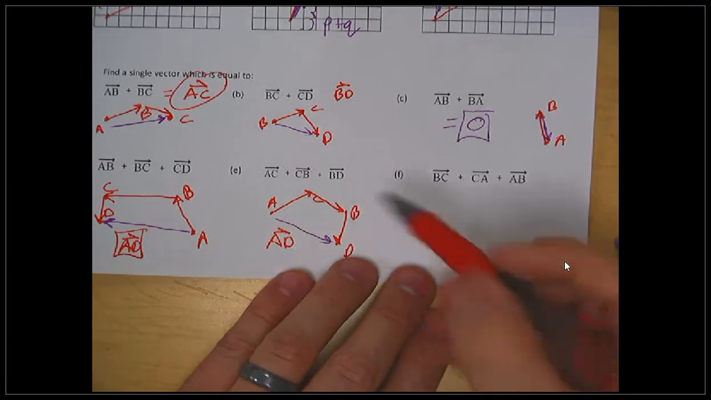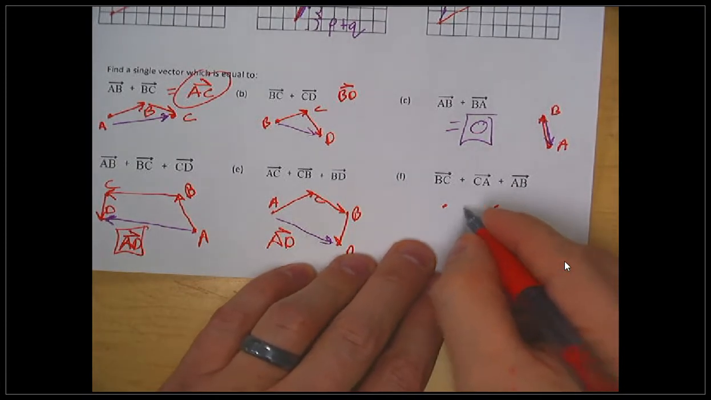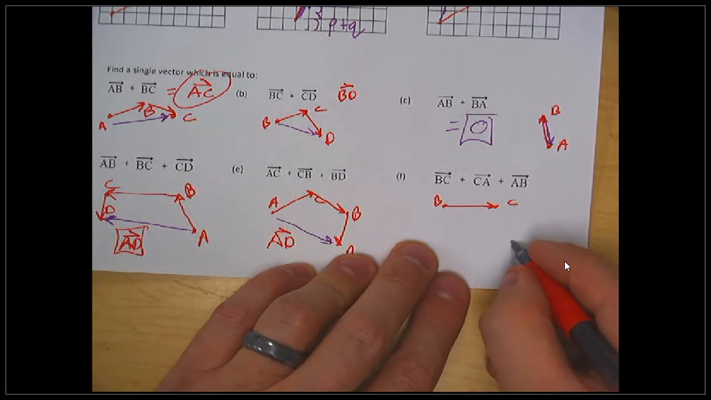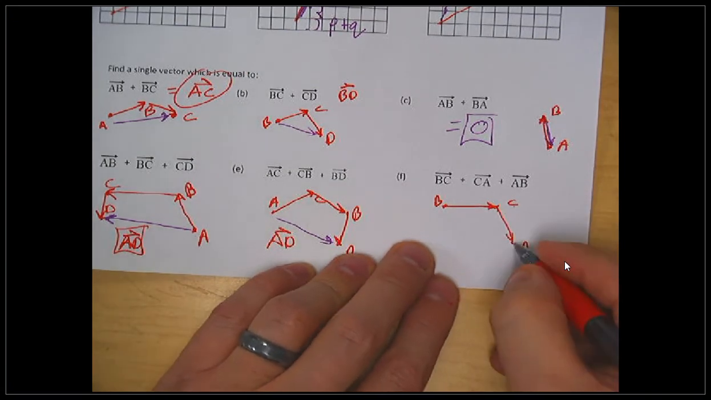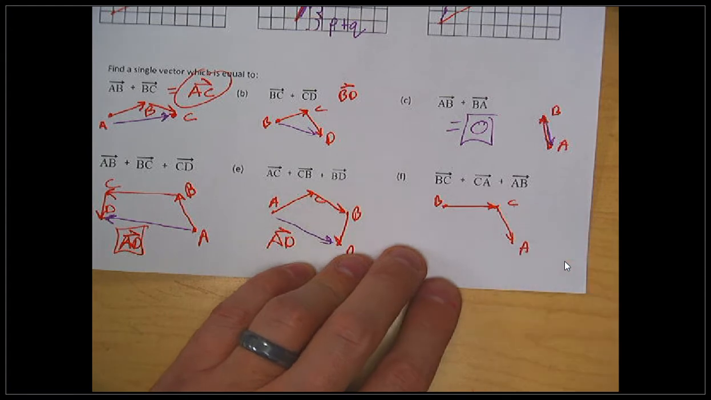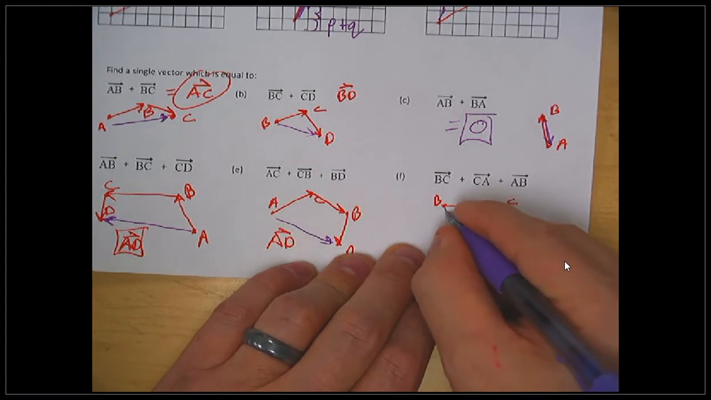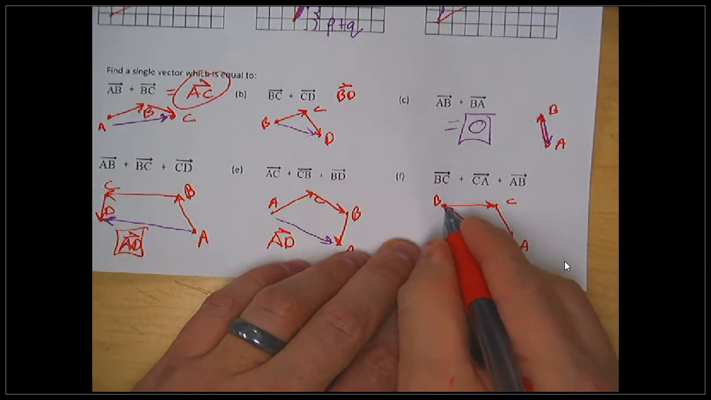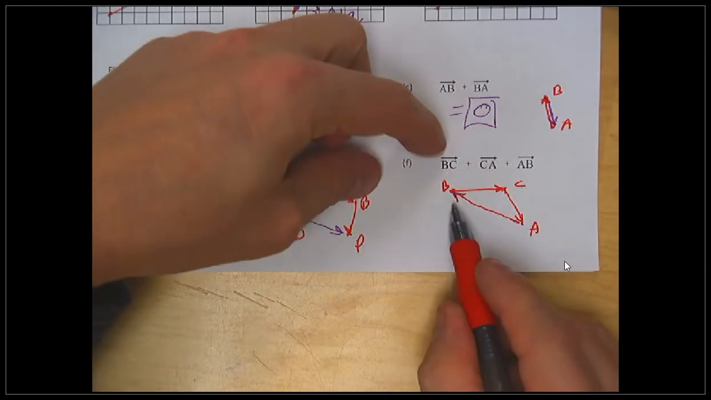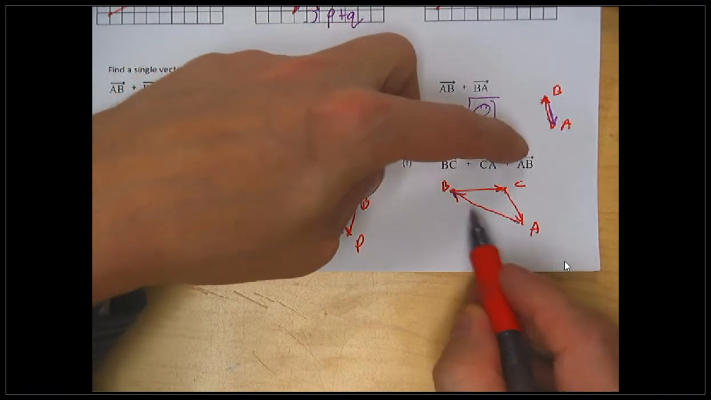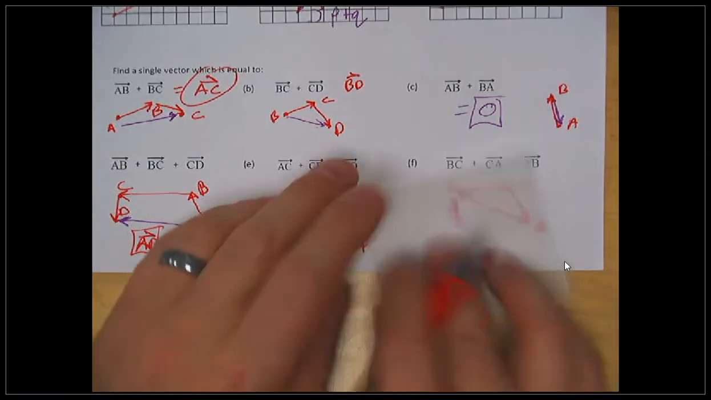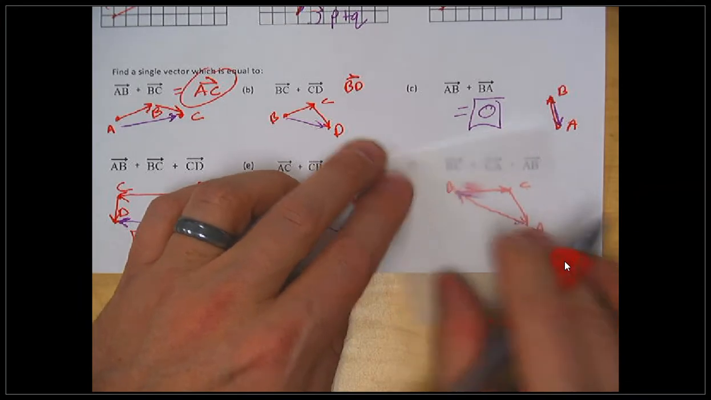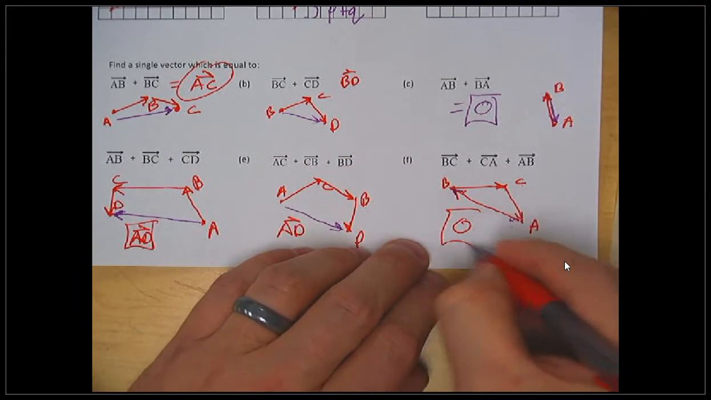And our last one, I have a vector from B to C, this vector here. I have a vector from C to A, this vector here, and from A to B, we're going back here. So we have vector B to C, from C to A, from A to B. Well, again, with all 3 of those vectors acting on my sailboat, I don't really go anywhere. So this is, again, a 0 vector.